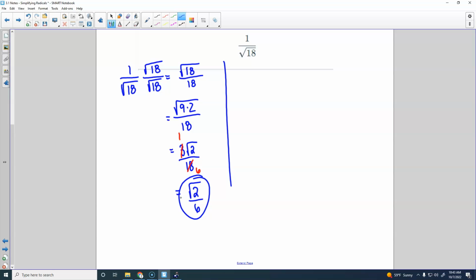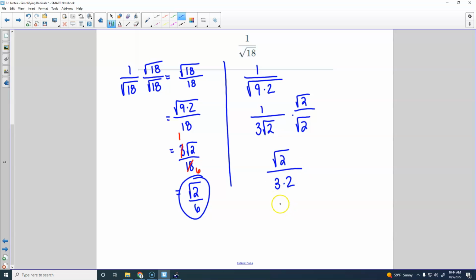I kind of prefer this other way. Okay? So the other way to do this is to break it down first. So square root of 9 times 2 is 1 over 3 times the square root of 2. Right. When you're trying to rationalize, you can multiply by just the square root. You don't have to do 3 times square root of 2. You can multiply by just square root of 2 over square root of 2, because the 3 is not irrational, right? So that will give us the square root of 2 over 3 times 2, which is square root of 2 over 6.